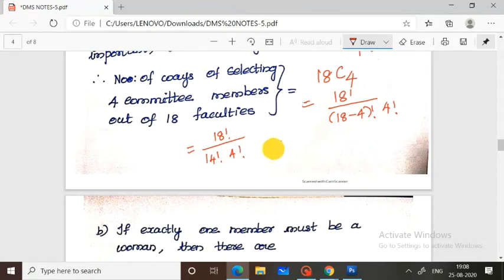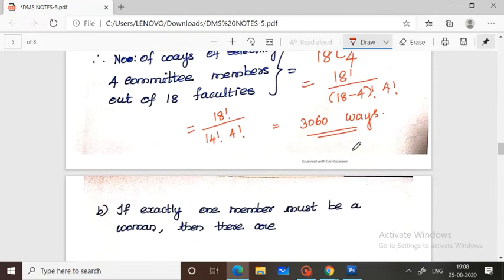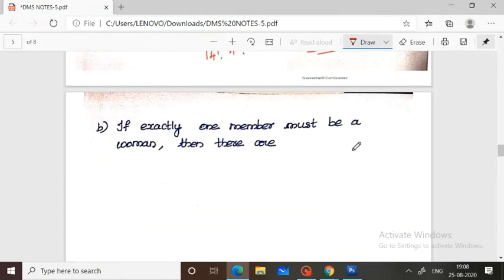ഇത് കാൽക്കുലേറ്ററിൽ കൊടുക്കുമ്പോൾ നിങ്ങൾക്ക് വരുന്ന ആൻസർ 3060. So 3060 ways are there. അടുത്ത രണ്ടാമത്തെ കേസ്, exactly 1 member must be a woman. ഇതിൽ ഒരാൾ വിമൻ ആണെങ്കിൽ നിങ്ങൾ എങ്ങനെ ചെയ്യും? അപ്പോൾ 4 പേഴ്സൺ നമുക്ക് വേണം, അതിൽ 1 is a lady. So how will you select that? So 1 must be a woman.